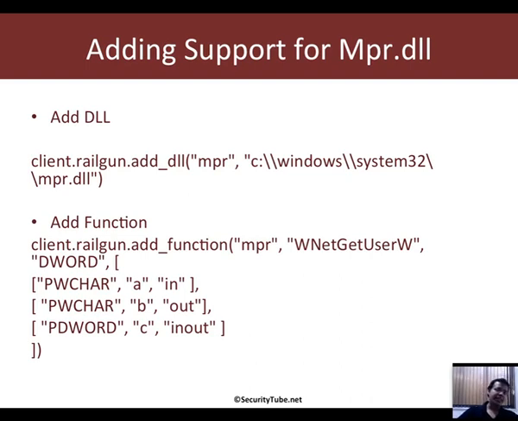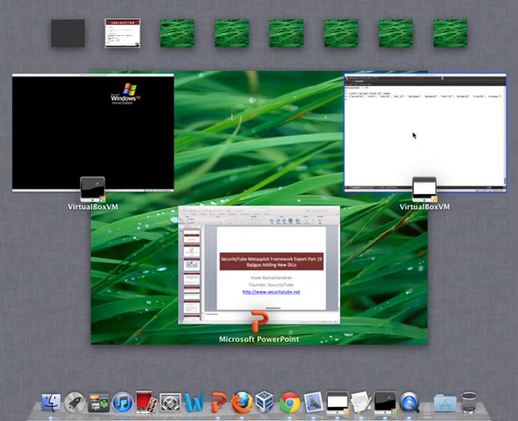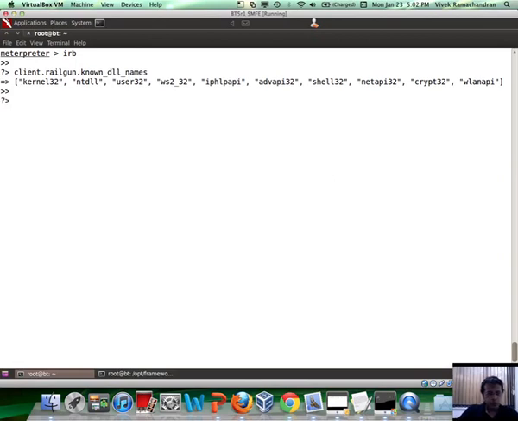So this is part A, where we look at how to add a runtime DLL. We can do this by calling client.railgun.addDLL, right? So let's go ahead and do this. So here you go, client.railgun.addDLL. The name of our DLL is mpr, and then we go ahead and give the location of the DLL. Now this is a DLL which ships with Windows, right? So in our case right now, it's Windows System 32, and then you have mpr.dll.